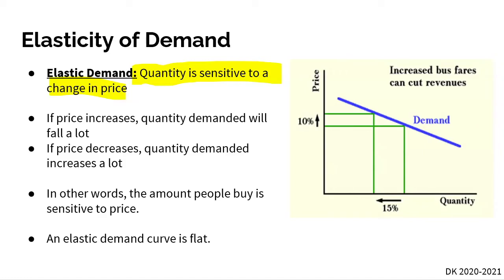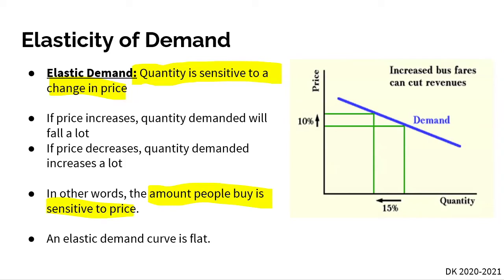Okay? So let's look at soda. If the price of soda increases by 100,000%, our quantity demanded is going to fall tremendously. But let's say the price of soda decreases by 100,000%. Then our quantity demanded is going to increase a whole lot. In other words, the amount people buy is very sensitive to a change in price. And this is most goods. Most goods have a pretty elastic demand.